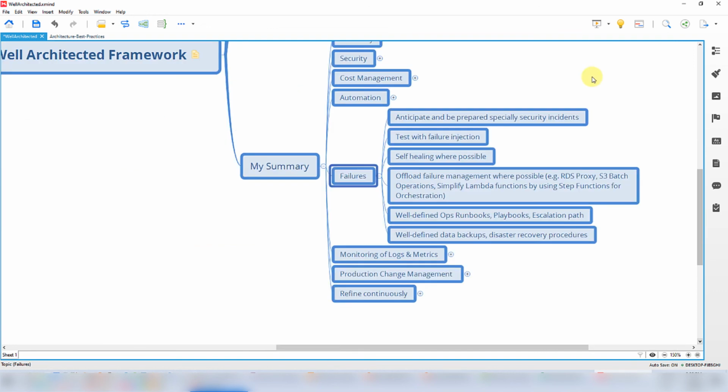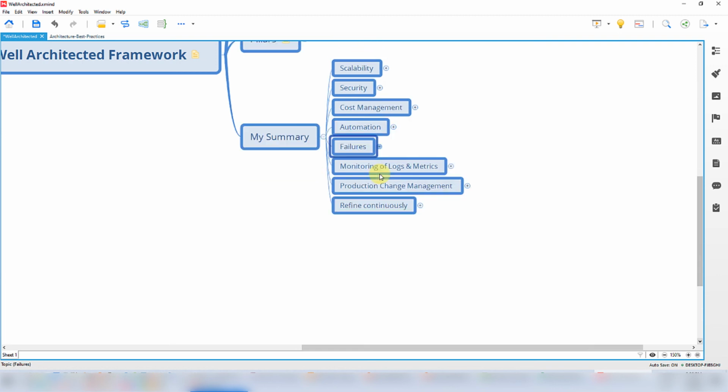Failures. Always anticipate failures and be prepared, especially for security-related failures. Test your application with failure injection, simulate failures, implement self-healing where possible, and offload failure management where possible. Have well-defined ops runbooks, playbooks, and escalation paths, and have well-defined data backups and disaster recovery procedures.